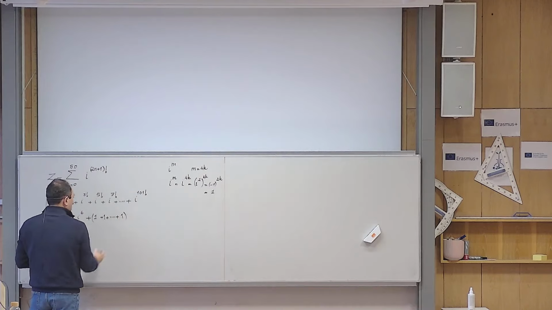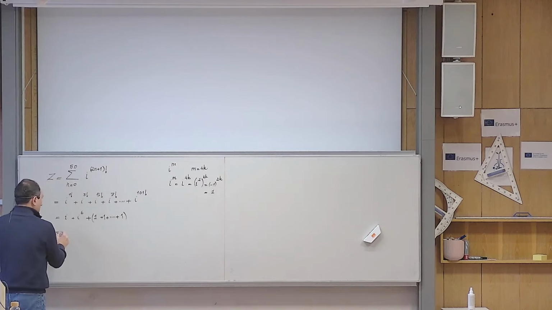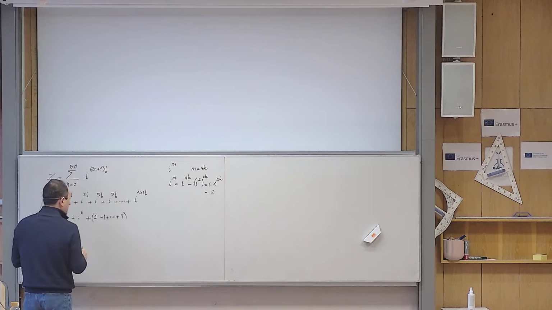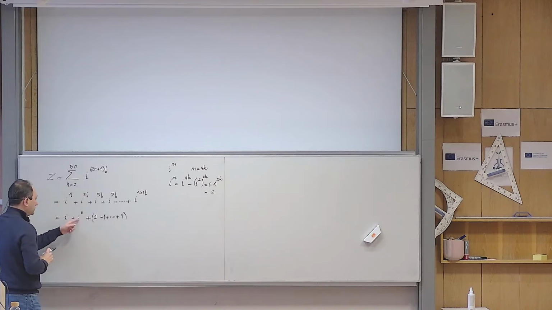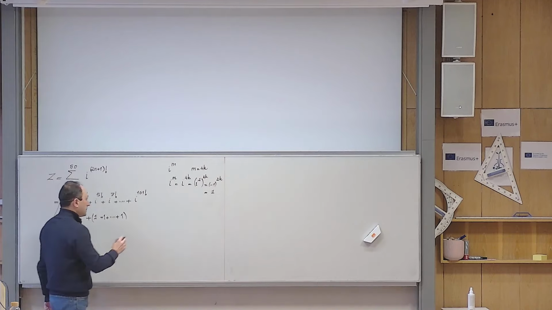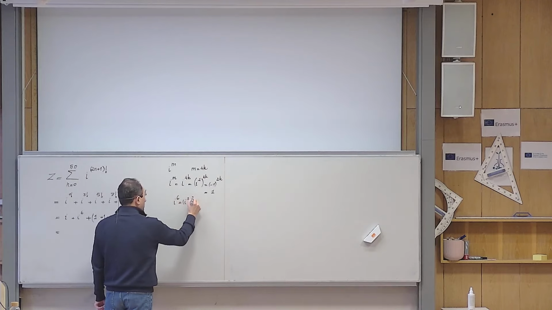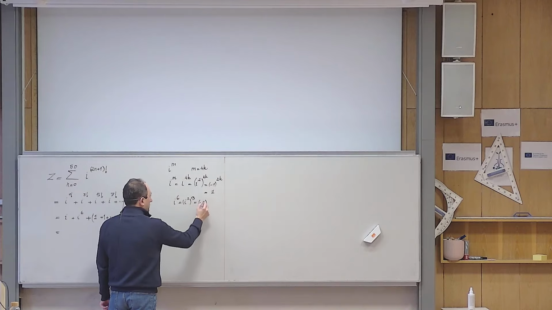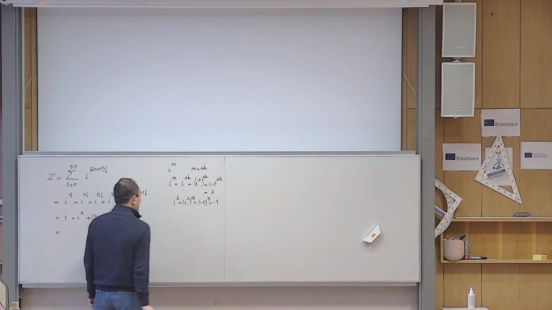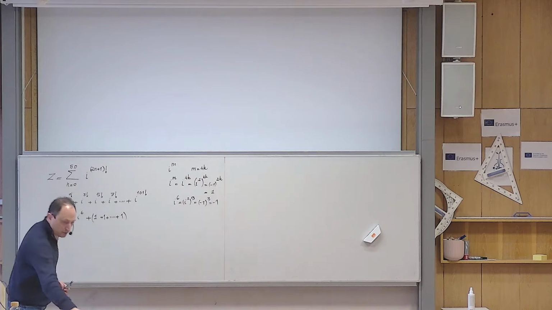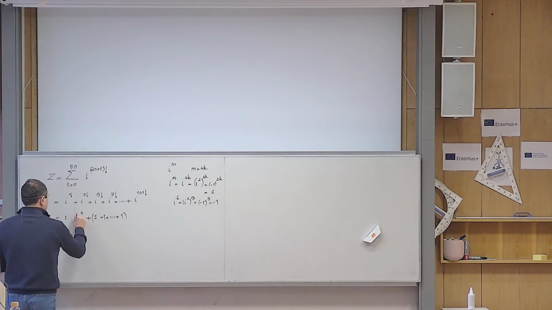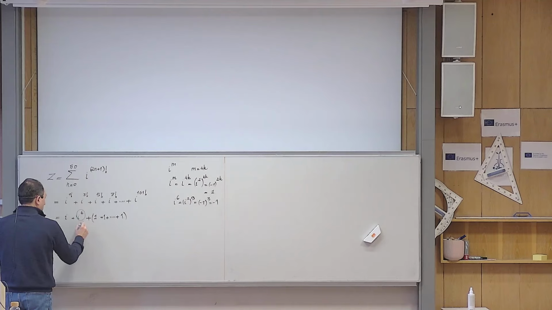Okay, so now I need to see how many 1s there are, and I also need to calculate these two. For example, i to the power of 6 can be written as i squared, to the power of 3. i squared is minus 1, and minus 1 to the power of 3 is simply minus 1. So this one is minus 1. And this one is simply i itself.